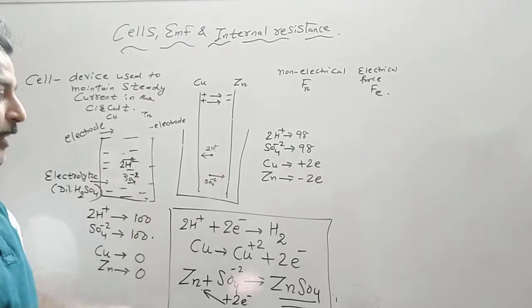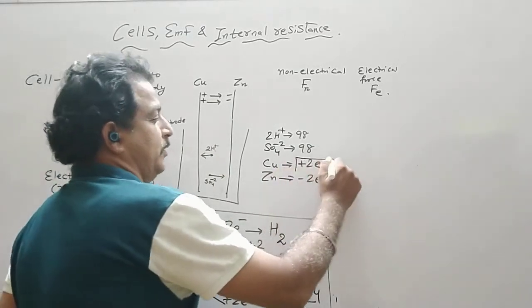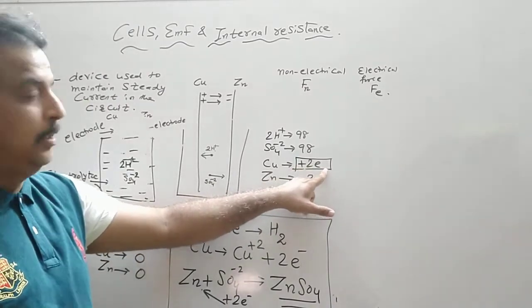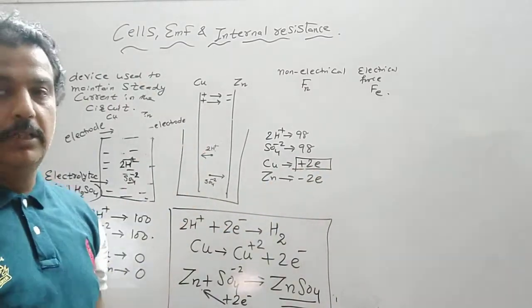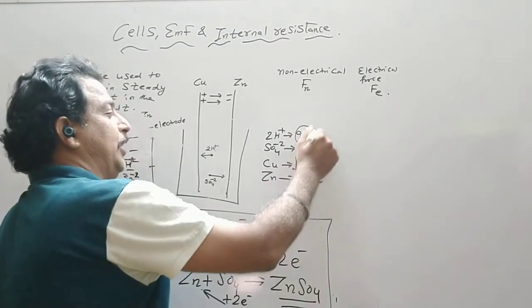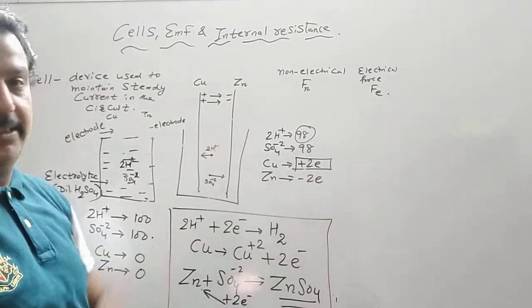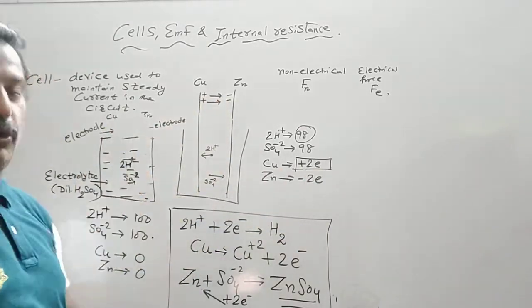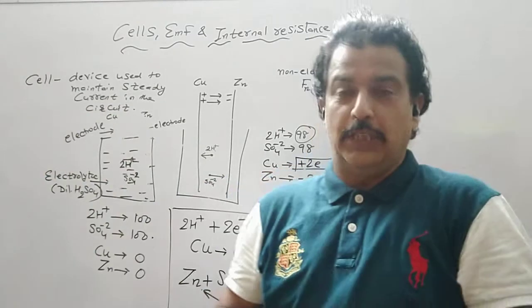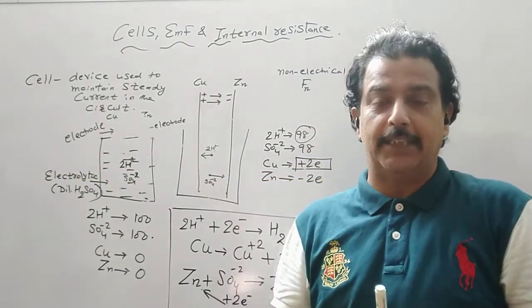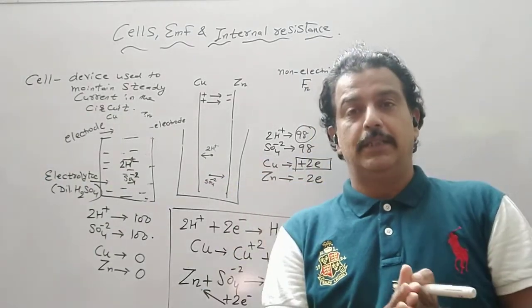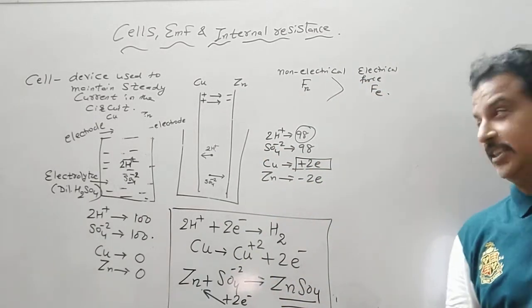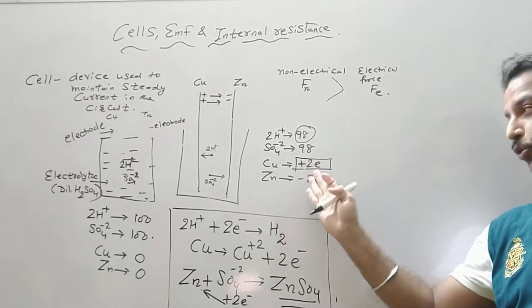This motion will continue, but now this 2 plus charge, that is positive charge, will oppose this H plus ion, and these 2 electrons will oppose the SO4 minus ion. So now the opposition has started inside it, but because the non-electrical force is greater than Fe, their number is still more as compared to them.